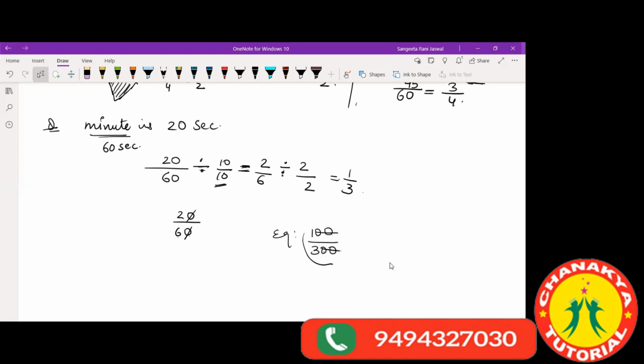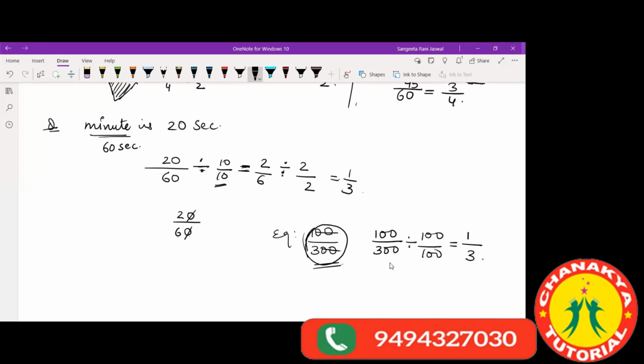But what do you mean by canceling actually? Canceling is nothing actually. We don't cancel anything as such. It is actually dividing the numbers by 100. Both numbers are divisible by 100. So 100 into 1 is 100, and 100 into 3 is 300. Are you understanding? This is called reducing it to a simple form.